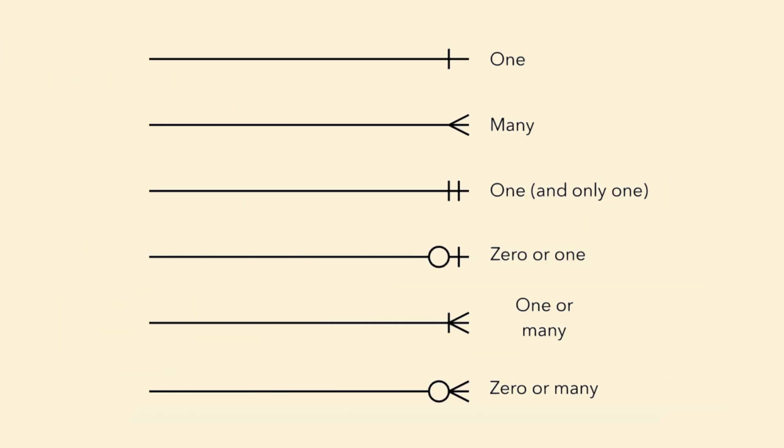For example, this list shows some of the different cardinalities that can appear in an ERD. We have one, many, one and only one, zero or one or many, and zero or many. And if this isn't making sense yet, don't worry. We'll walk through a few examples to help piece everything together.